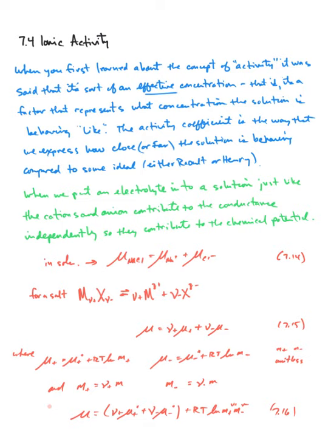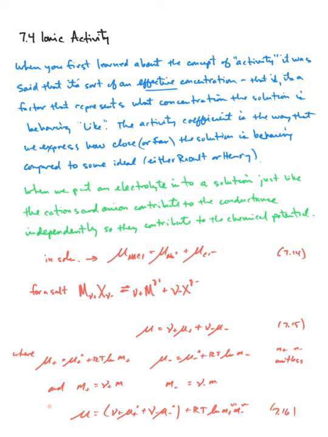And I say when you first learned about the concept of activity just a few days ago, it was said that it's sort of an effective concentration. That is, it's a factor that represents what concentration the solution is behaving like. Not the actual molarity or molality, but like a usually lesser molality. The activity coefficient, that was the little gamma term. The little gamma term is the activity coefficient. That's the way to express how close or how far the solution is behaving compared to some ideal.